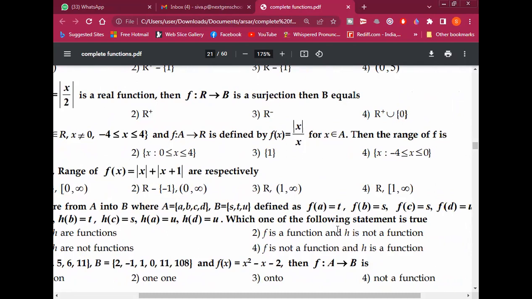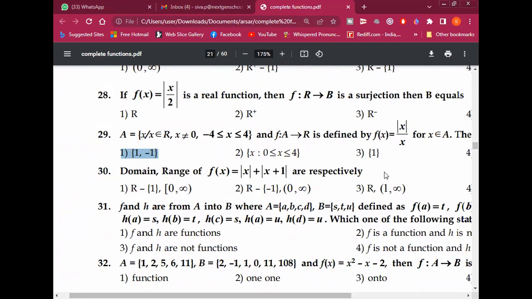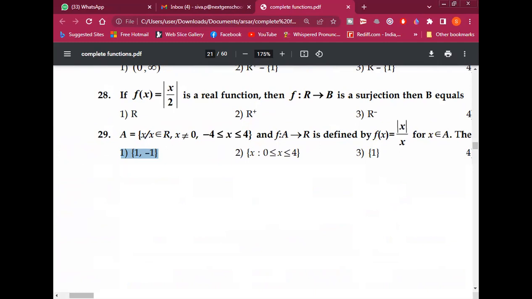So what is the range of this function? It was very clear, right? It is -1 and +1. There is no need of giving a solution, but I will tell you the solution also, no problem. So take that function, f of x is equal to mod x by x.